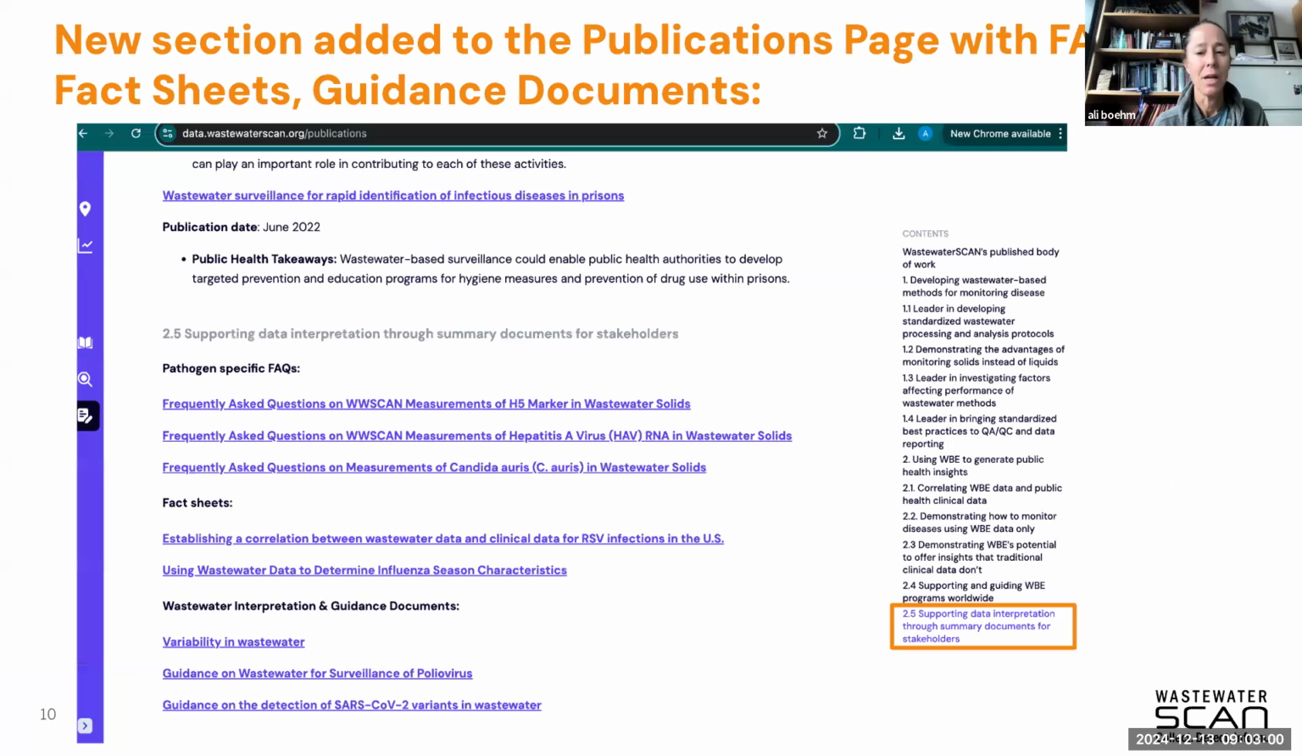Next slide. We also have a new section on the publication page, which is supporting data interpretation. Over the last few years, as you know, we've written up a lot of fact sheets and guides, from everything on variability of measurements in wastewater to poliovirus to Mpox. We have put those on our website for easy access for us when we get questions from you all, and also as a resource for you to look at. Some of these were written not so recently, but the information in them is still valid.